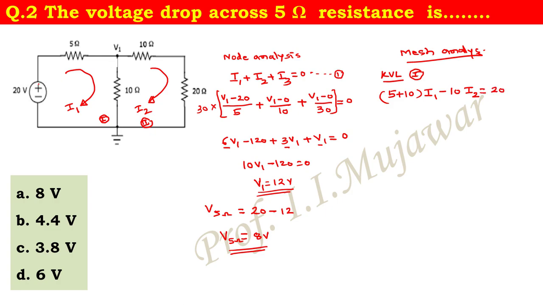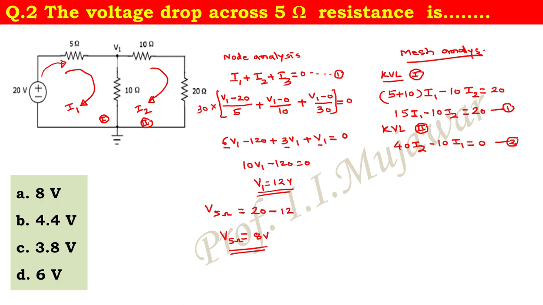Because this 20 volt source is delivering the current in the same direction as the loop current, that's why we'll take this to be plus. So it is 15 I1 minus 10 I2 is equal to 20. This is your first equation. If I apply KVL to loop 2, you have the self resistance 10 plus 10 plus 20, that is 40 I2 as the drop, minus 10 I1, the drop across the mutual resistance. Now there is no source in loop 2, so the right side is equal to 0.